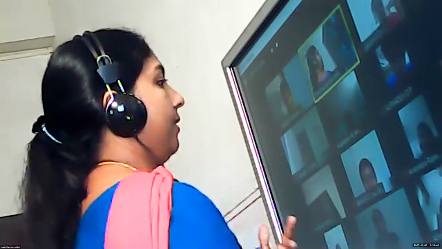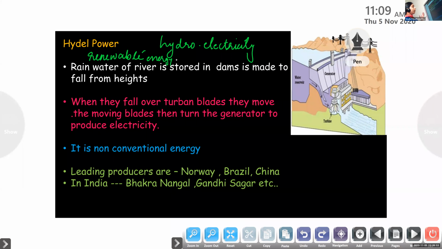Then how does it work, let us see. All of you are familiar with the dam, right? Dams are very useful, not only for producing electricity, right? Okay. Rainwater or river water is stored in dams. That means water is stored in dams, right? And from this water, we produce electricity.